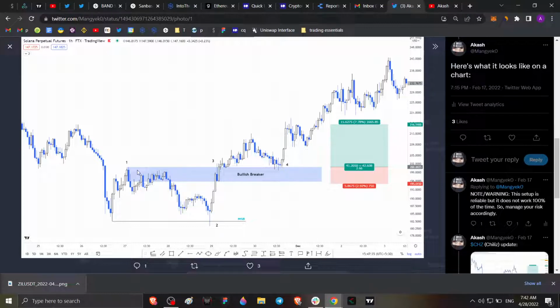And once you form this demand zone here, you wait for the price after this move down here, you wait for the price to go above this, break it. So once it's done that, it's flipped it into a breaker. Now you wait for the retest of the breaker and then you long it. So this is a bullish breaker.